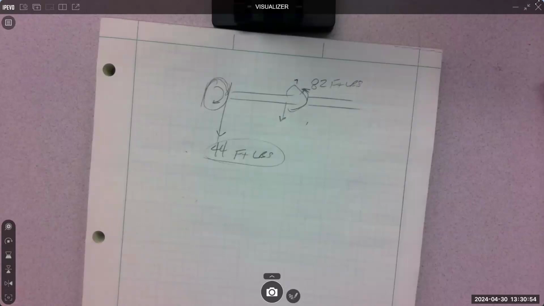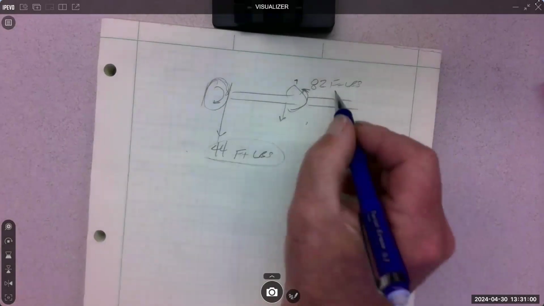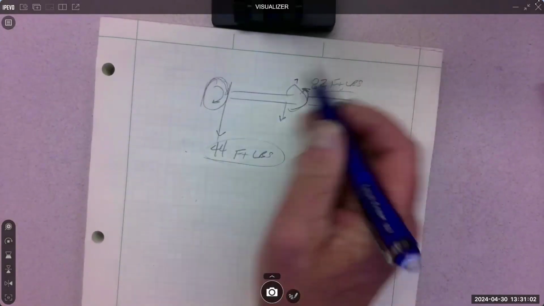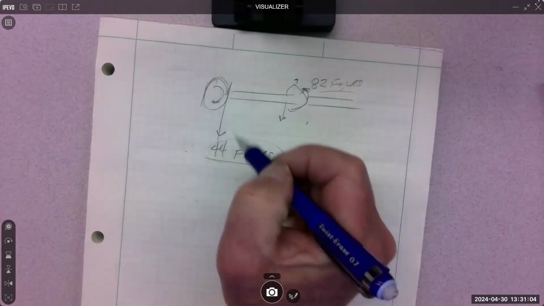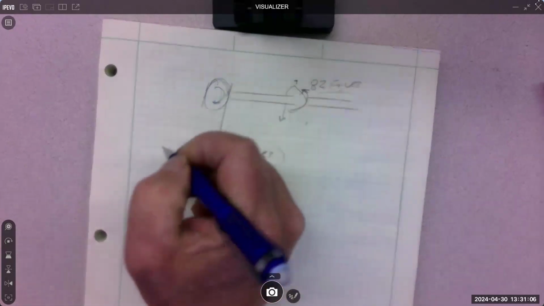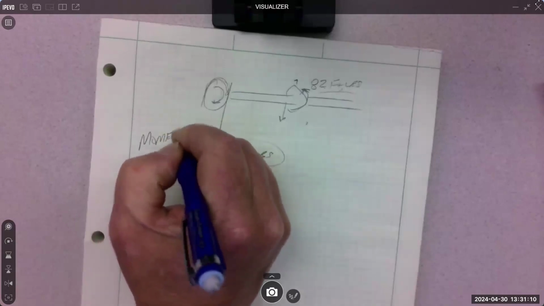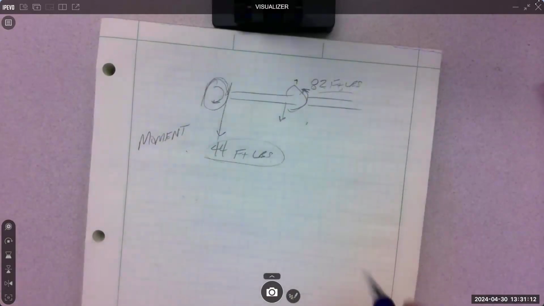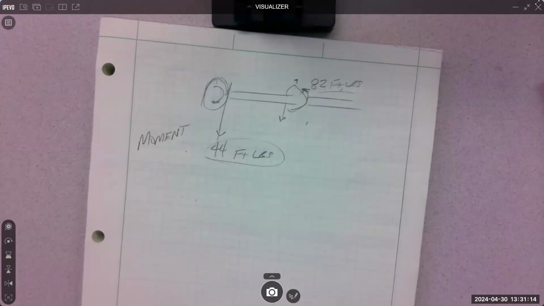Right? So on the right side it's 82 and the left side 44? Yeah, so this is a rotational moment of 82, and this is a rotational moment of 44 foot-pounds. So these are moments, right? That's what we call them here. What are they called out in the real world? Torques, unless you're talking to engineers, then they'll call it moments, right?